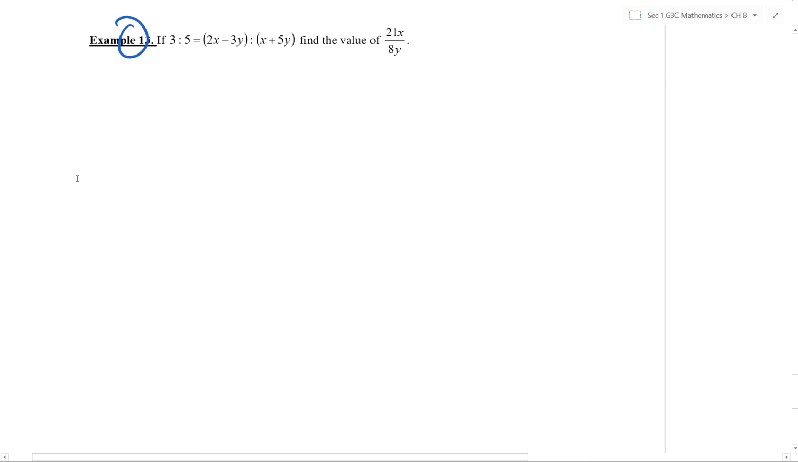Okay, last one. Now, 3 is to 5 is 2x minus 3y is to x plus 5y. Looks complicated. Don't know how to do. But what if we were to rewrite this as a fraction? How will you write this as a fraction? 3 over 5 equals 2x minus 3y over x plus 5y.